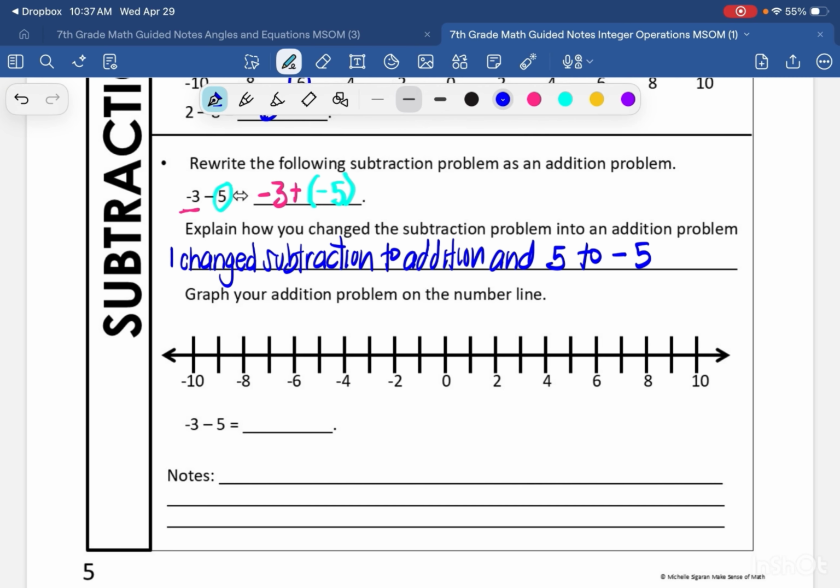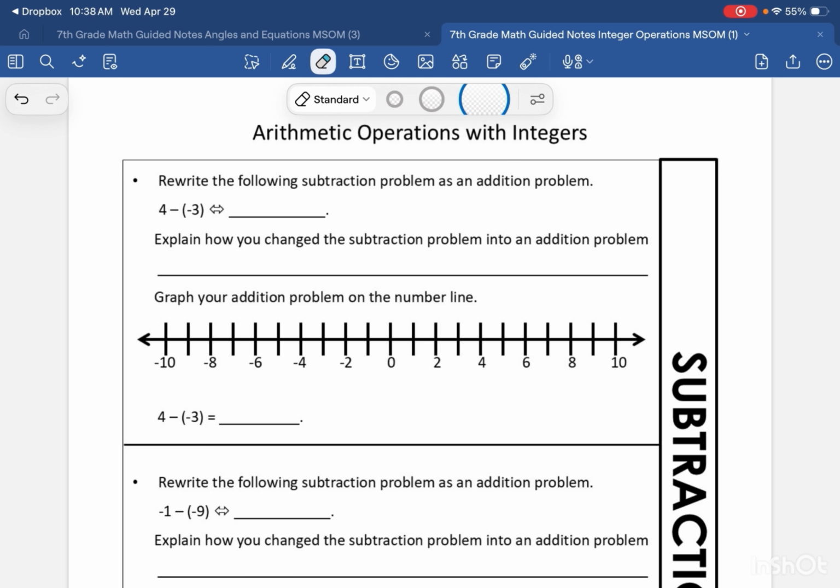Graph your addition problem on the number line. So we have -3 plus -5. So -3 joined with -5, and I am on -8. So -3 minus 5, or -3 plus a -5, is -8. Rewrite the following subtraction problem as an addition problem. I have 4, and I'm subtracting a -3.